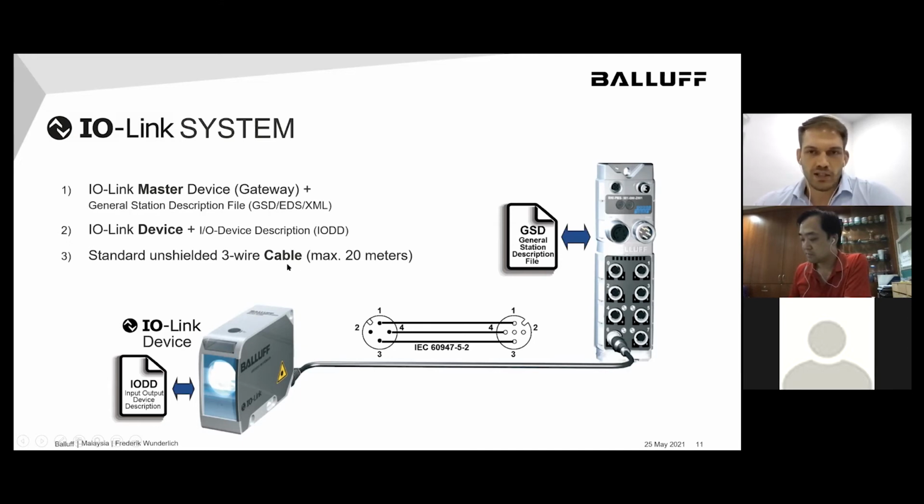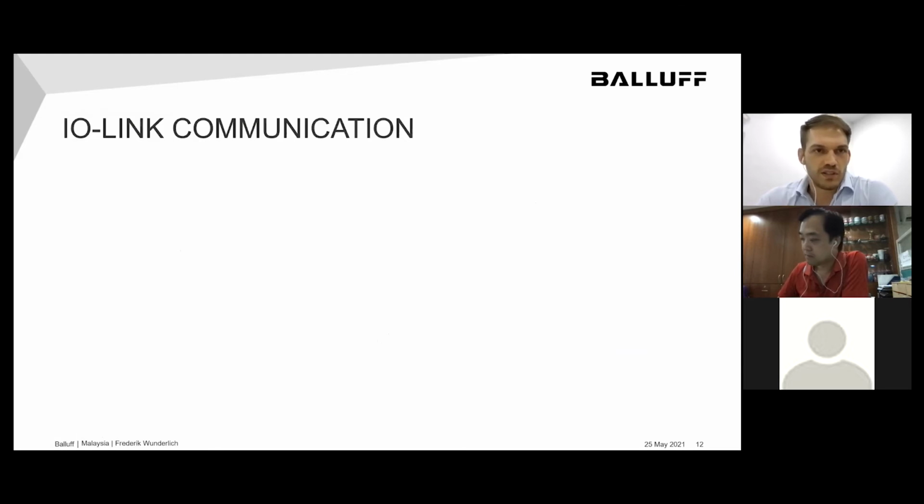In IO-Link, everything works with a standard, unshielded 3-wire cable. The maximum length is actually 20 meters. But it is very important to know that we use a very, very easy standard cable. So this looks still very easy and not too much different to your existing layout, maybe. So what exactly is the difference? What is IO-Link actually doing in the background? It's about the communication.